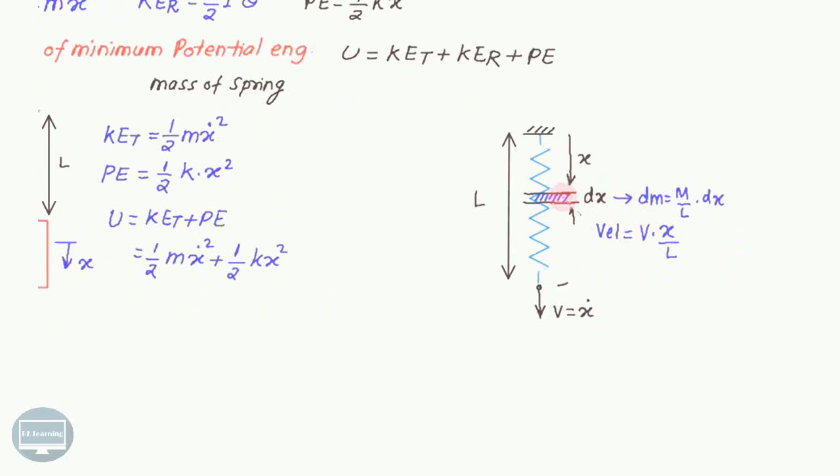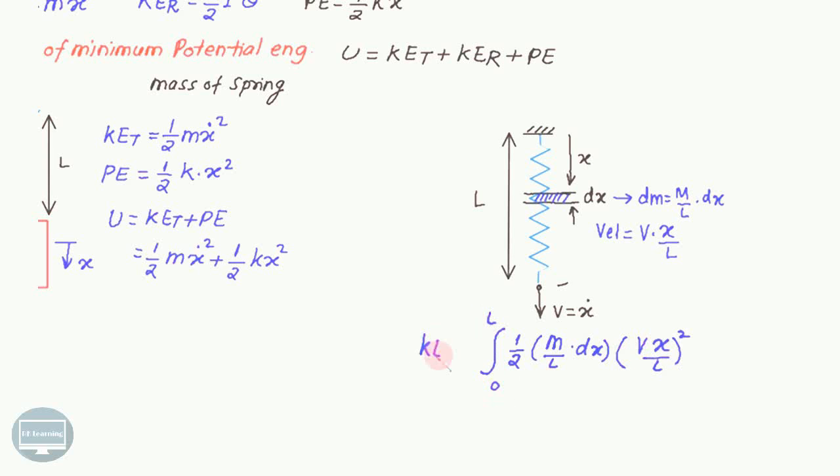So what is the kinetic energy of this small mass? It is half m into x dot square. I will go for integration because I want the entire quantity. So I write the integral of 1 by 2, the mass of this element m by L multiplied by dx, times the velocity square, v x by L whole square, with limits from 0 to L.